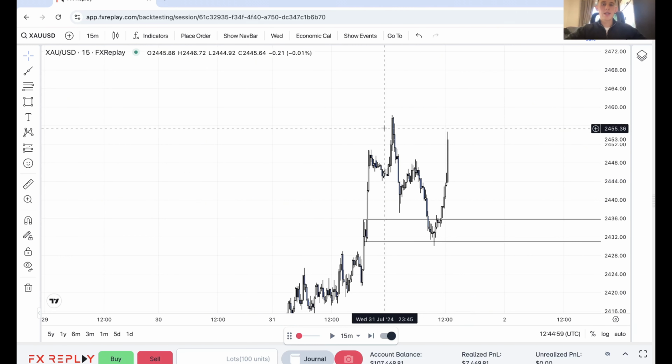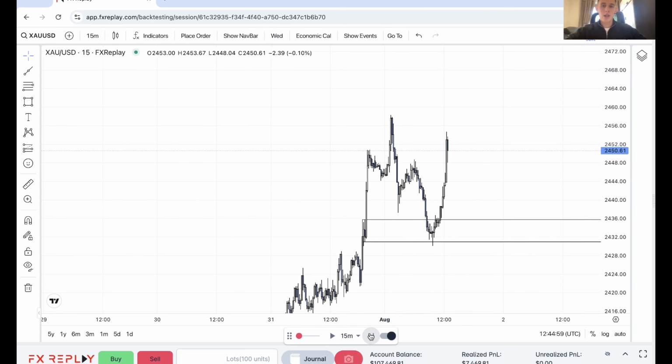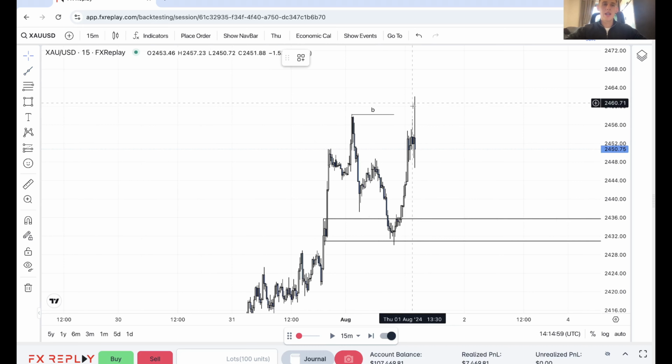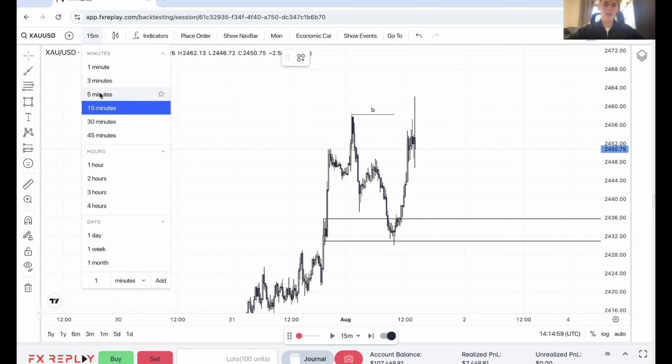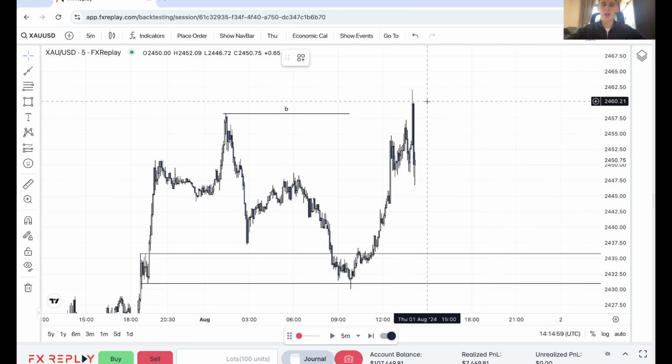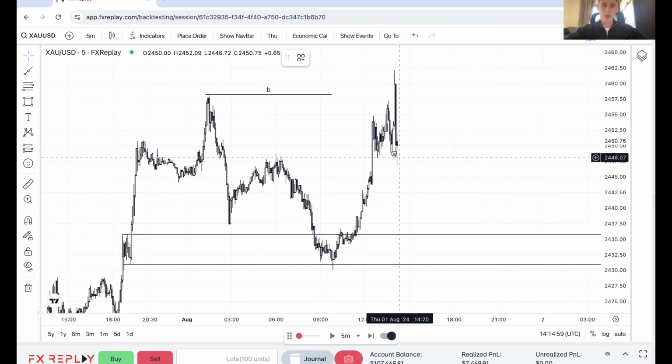So the next liquidity target would clearly be this high. There we go. So I would now consider this a break of structure. It did get a wick above, but you know, on the lower time frames, this would be a closure above, like we can see on the 5-minute. So this is fine. I'll mark that as a break of structure.